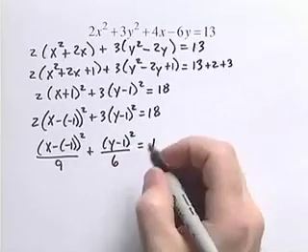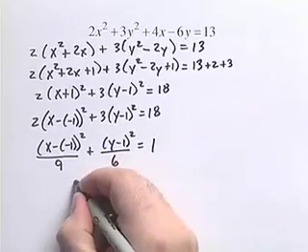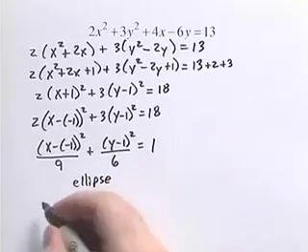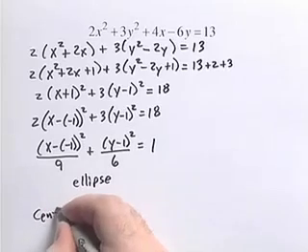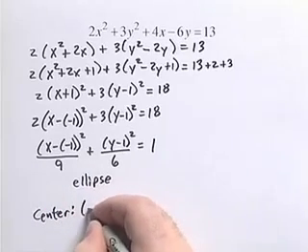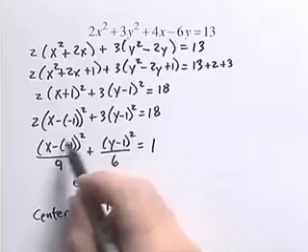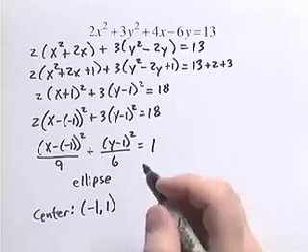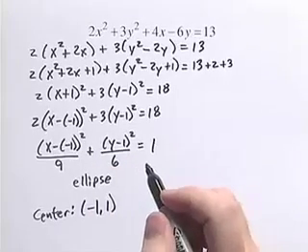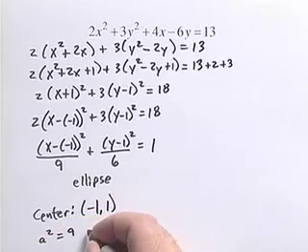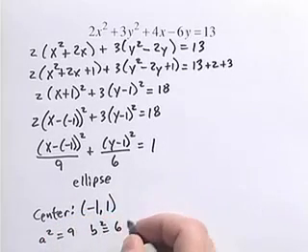Now in this form, we can see that this is the equation of an ellipse. The ellipse will have a center of negative 1, comma 1. We get that from the x and y parts up here. The major axis is going to be parallel to the x-axis, and we have that a squared is equal to 9, b squared is equal to 6.